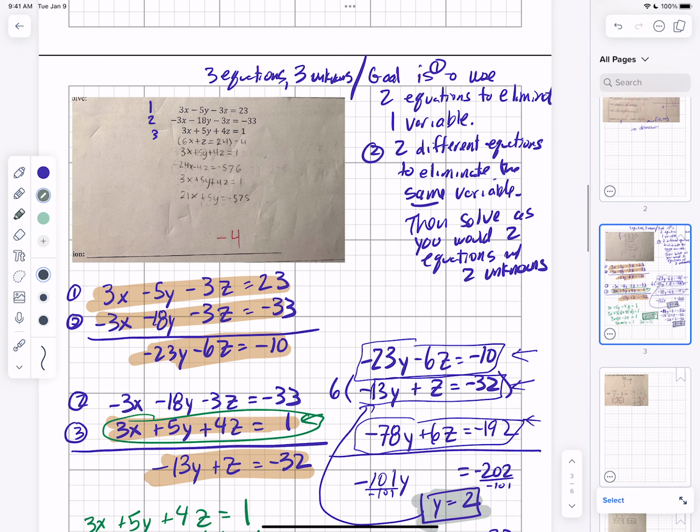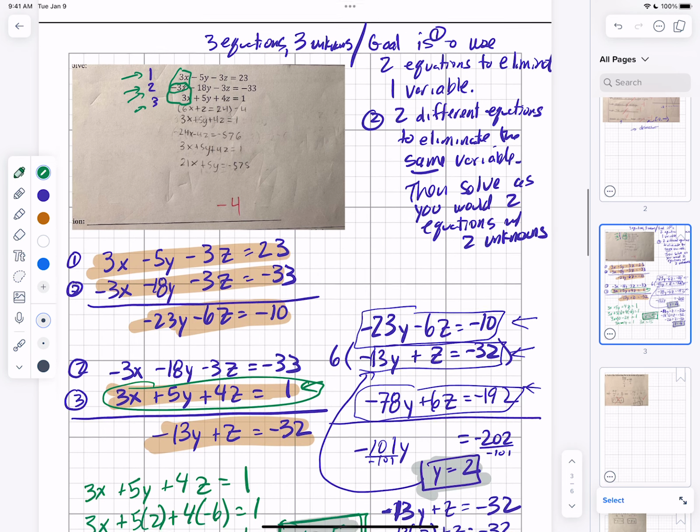Okay, again, the keys here, 3 equations, 3 unknowns. You use 2 equations to eliminate a variable, and I chose x because I could see that that was easy to cancel. Then you have to use 2 different equations to also eliminate the same one, x. So I used 2 and 3 because I could see again it was going to be easy to eliminate x by adding down. And then once you've eliminated x, now you end up with 2 equations and 2 unknowns, and we know how to do that.